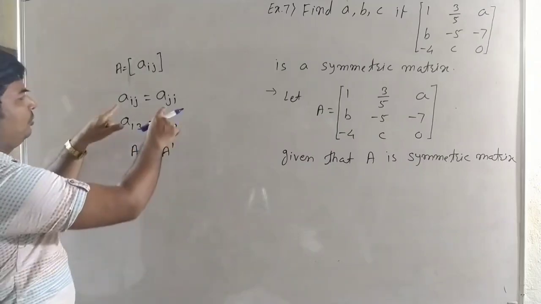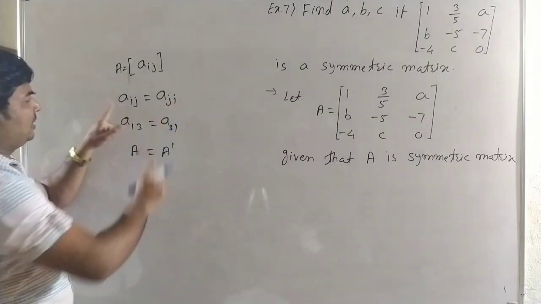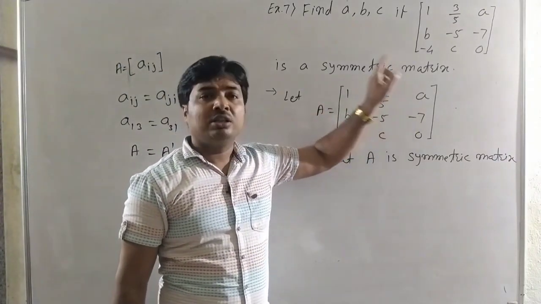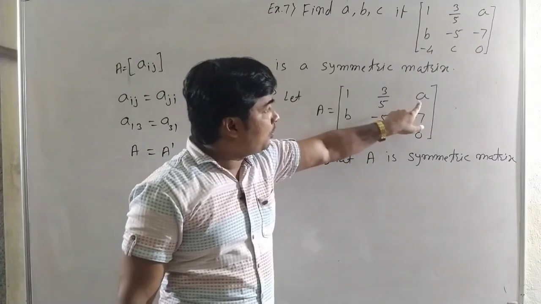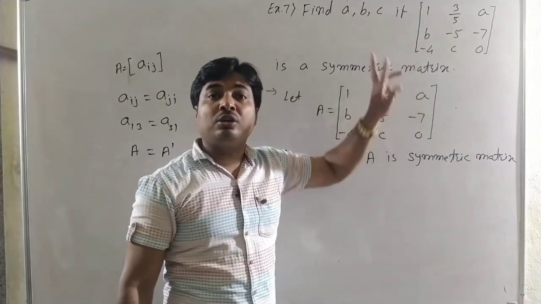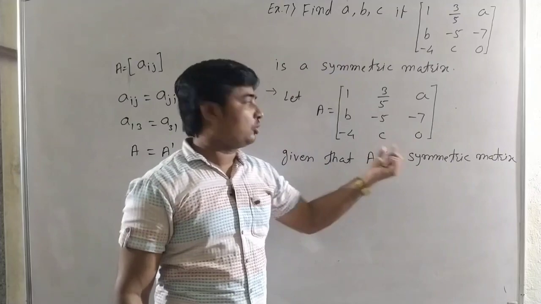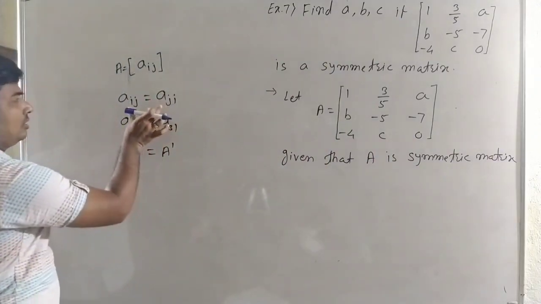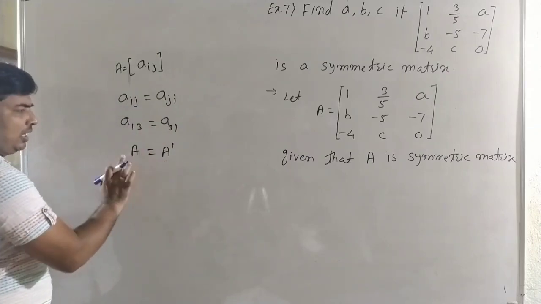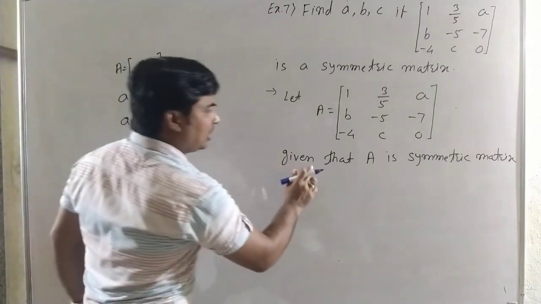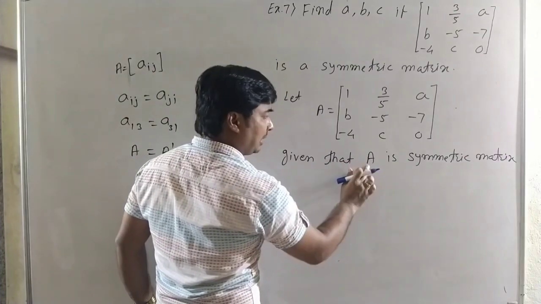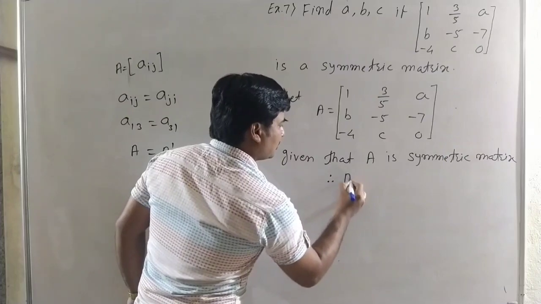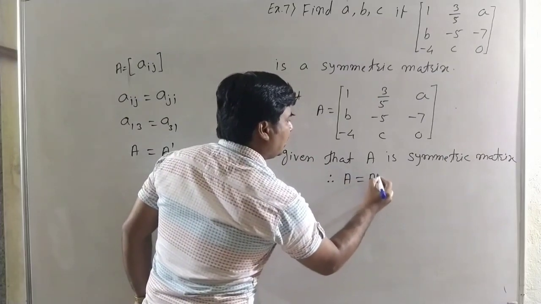Or we can find it by using Aij equal to Aji. Here we want to find the value of A. The position of this A is first row third column, which is equal to third row first column. That means it is 4. Now, either concept can be used, the elements or the transpose. A matrix is equal to its transpose. The given matrix A is symmetric, therefore A is equal to A transpose.